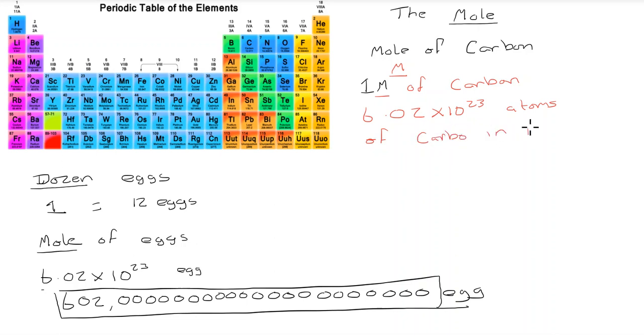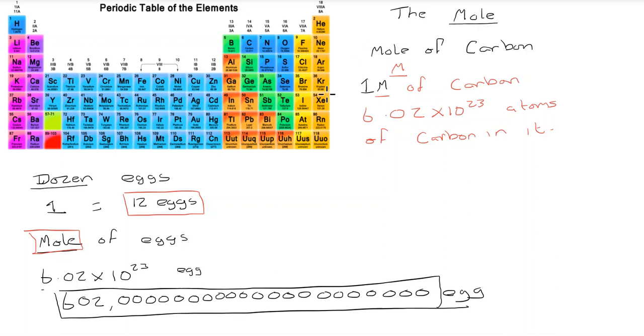So it's just like saying if we have a dozen eggs, there are 12 eggs in a dozen. Except instead of using a dozen, we use the word mole, and that represents 6.02 multiplied by 10 to the power of 23, which is this number here, the number of atoms within a mole of carbon. Okay, so that's what we mean by a mole.